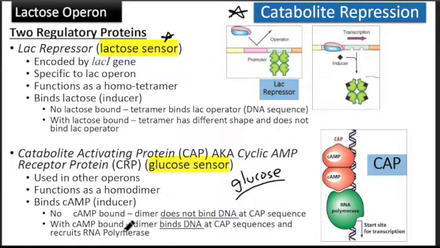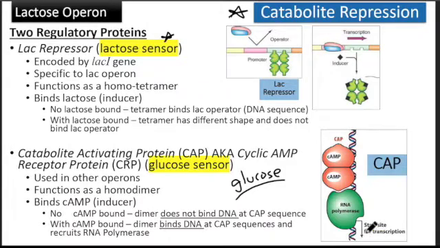And so this is the deal. When there's no cyclic AMP bound, the dimer does not bind DNA. So this is different than this. Remember up here, the LAC repressor is bound when there's no lactose present, and when the lactose binds, the allolactose, it reverses. Well, CAP only binds to the DNA when it's got cyclic AMP bound to it. And when it's bound to it, it actually recruits the RNA polymerase to start transcription.